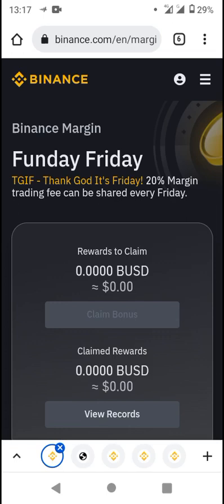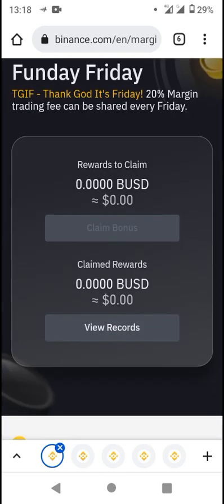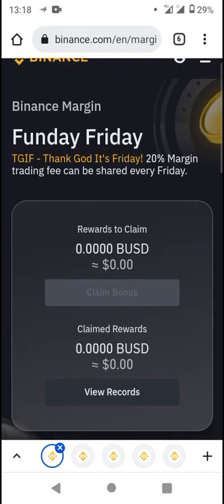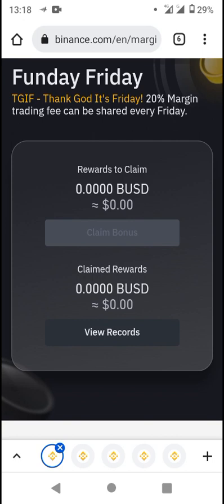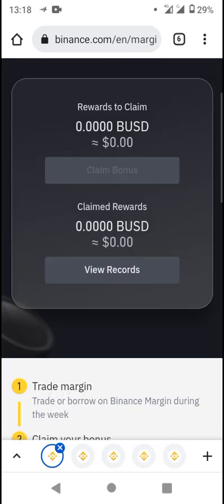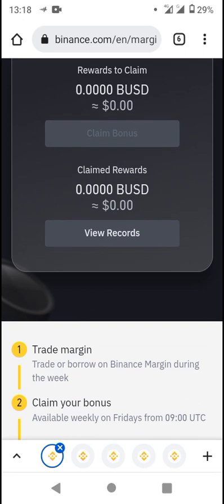For a quick overview, users should know that Binance now supports the Funday Friday giveaway. This is a TGIF giveaway that is mainly done on a weekly basis on Fridays. So Binance crypto margin traders can now enjoy up to 20% trading fee cashback on the Binance margin trading platform. All you need to do is to go over to the Funday Friday Binance margin dashboard to claim your bonus, and you can also view your records that are made available to you.